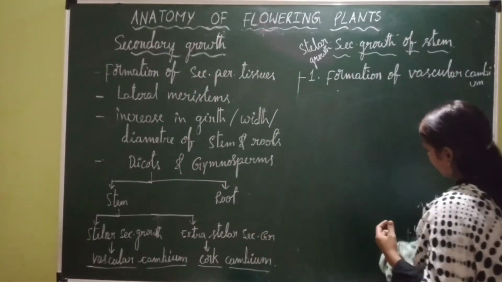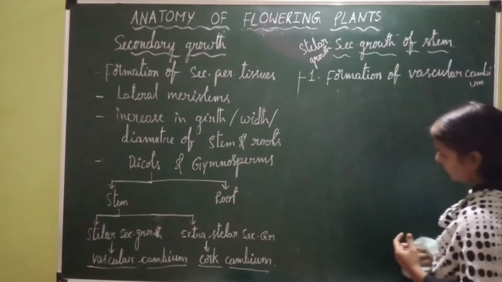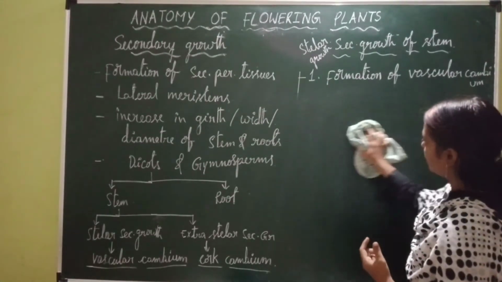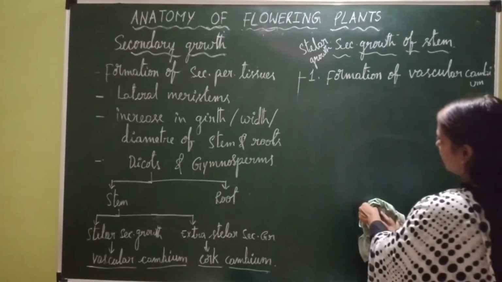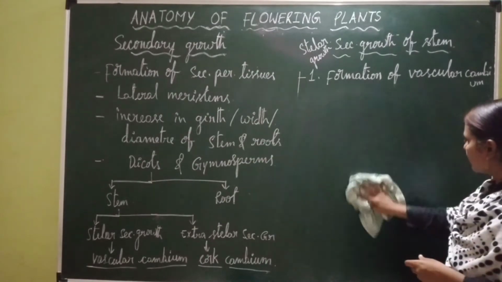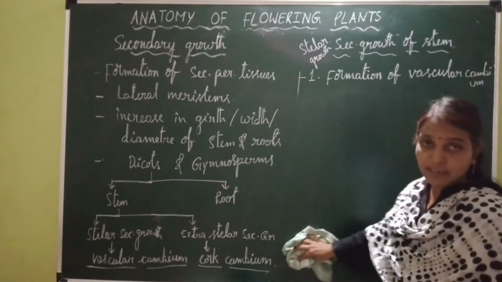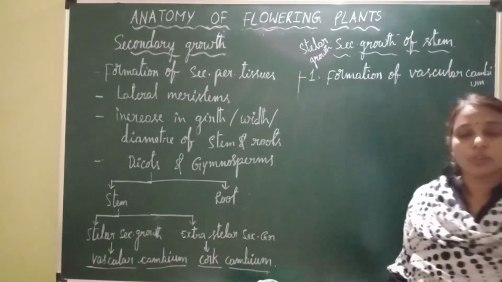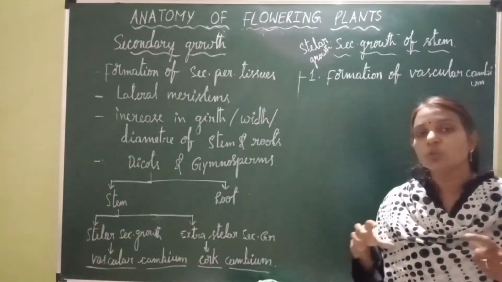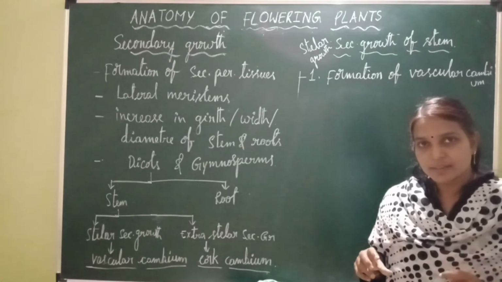So actually in the transverse section of dicot stem, we already studied the transverse section of dicot stem in the previous video. Go through that video. There we studied that in the transverse section of dicot stem, vascular bundles are arranged in the form of a ring. So arrangement of vascular bundles in the form of a ring is called eustele.